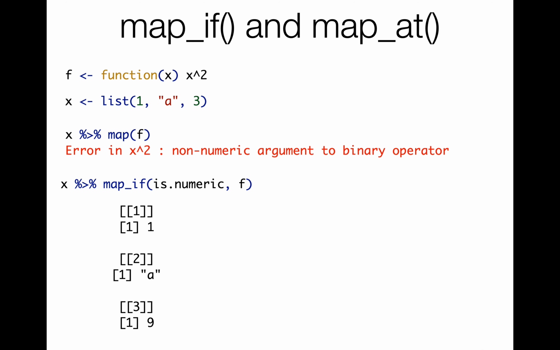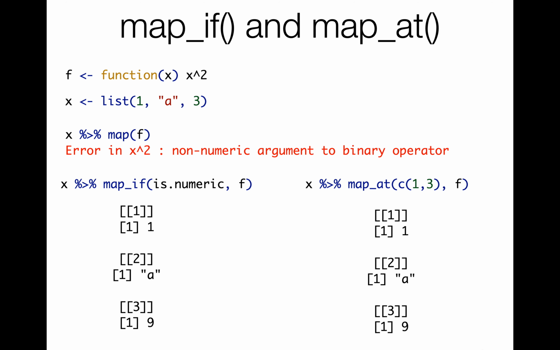But of course, I could use map if. It adds an extra argument, which is that logical type of thing. It says only map if the thing in x is numeric, and so then it correctly jumps over a. Then I can do the same thing with map at. I just tell it, do it to the first and the third thing, but not the second. So there's map if and map at.